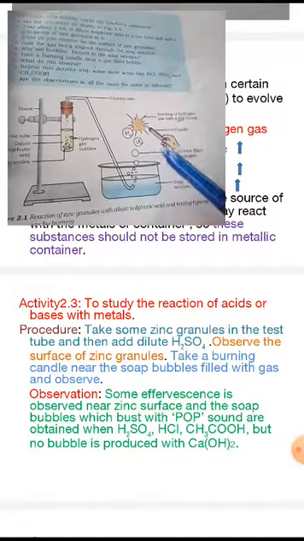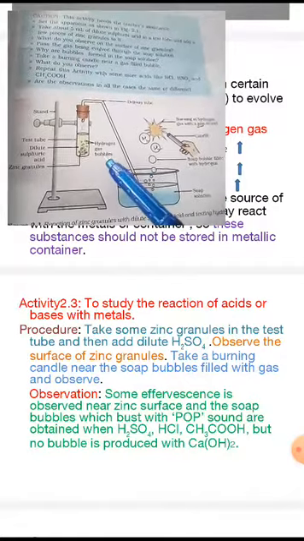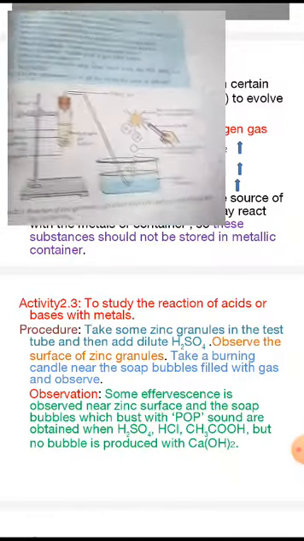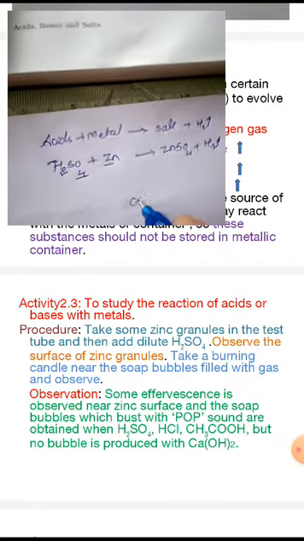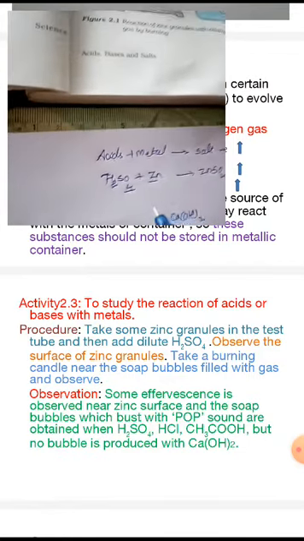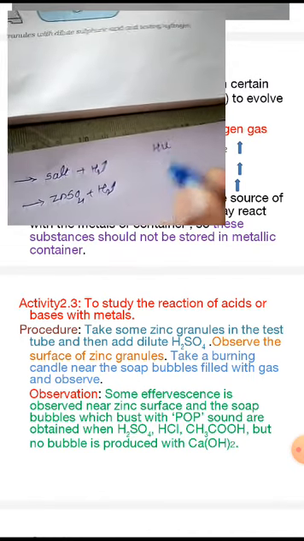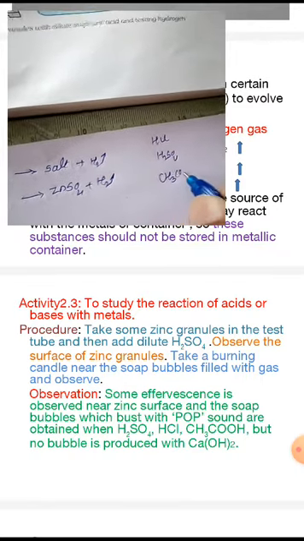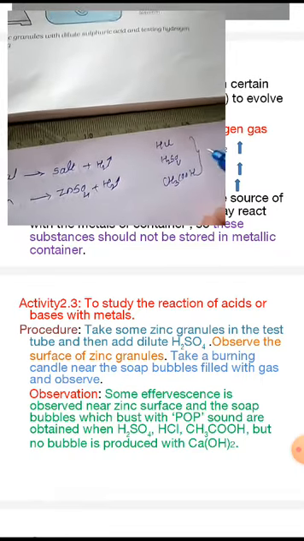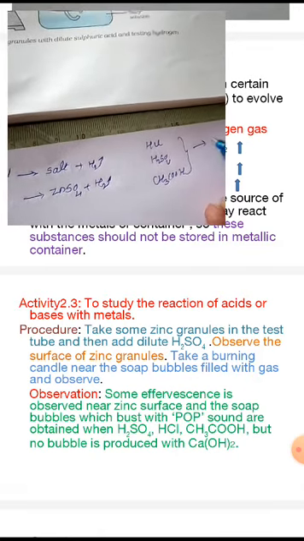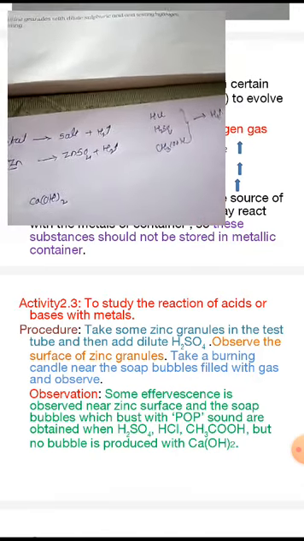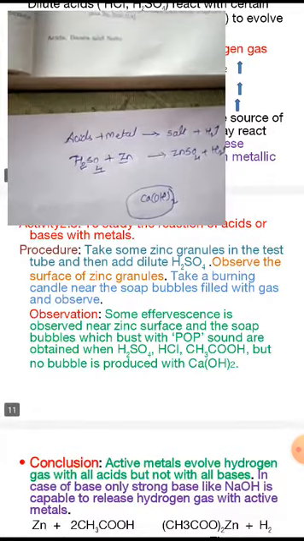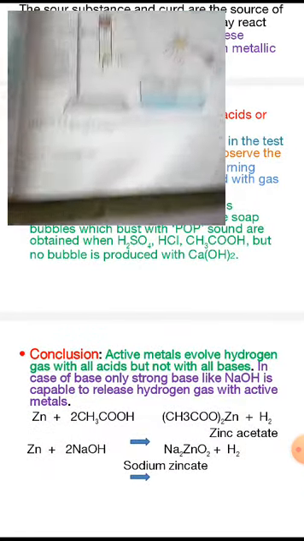These are obtained when you treat the metal with sulfuric acid, hydrochloric acid, or acetic acid, but no bubbles are produced with calcium hydroxide. Remember this one. When you treat metal with dilute hydrochloric acid, sulfuric acid, and acetic acid, these three acids produce salt and release hydrogen gas, but there is no release of hydrogen gas when you treat the metal with calcium hydroxide. What can we conclude from this experiment?